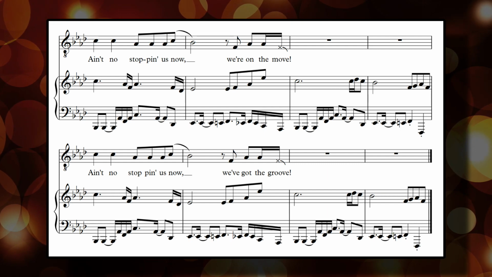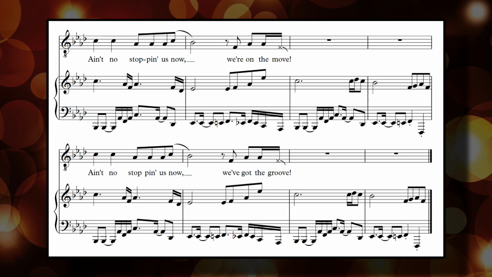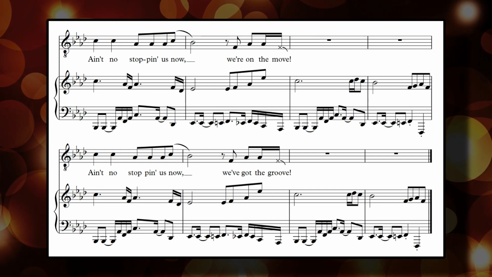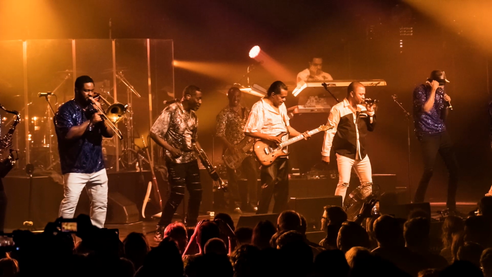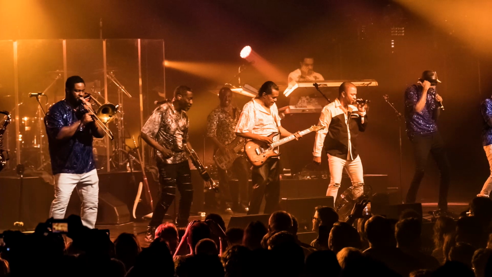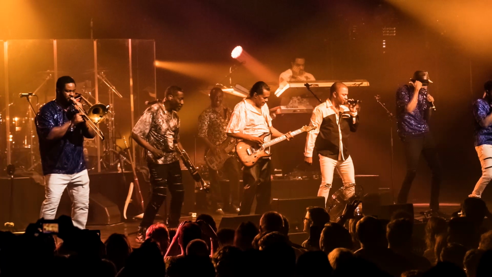Ain't no stopping us now. We've got the groove. Interestingly, this track has a very prominent ostinato line in the bass as well. In fact, you will find lots of effective ostinatos in the disco music of the 70s. It's no wonder that tracks such as Good Times have been extensively sampled by other artists.